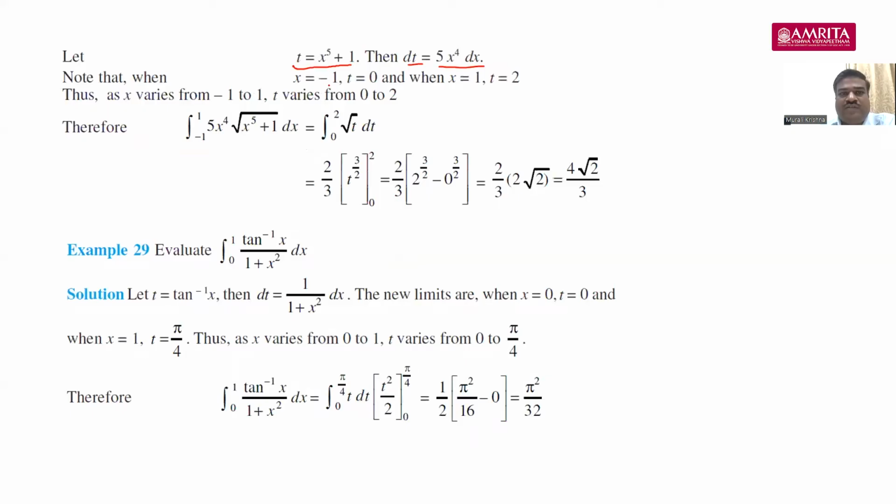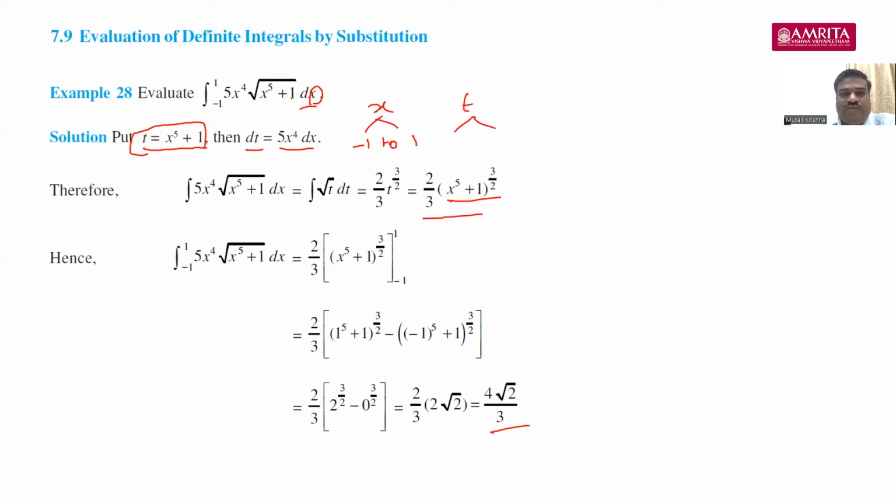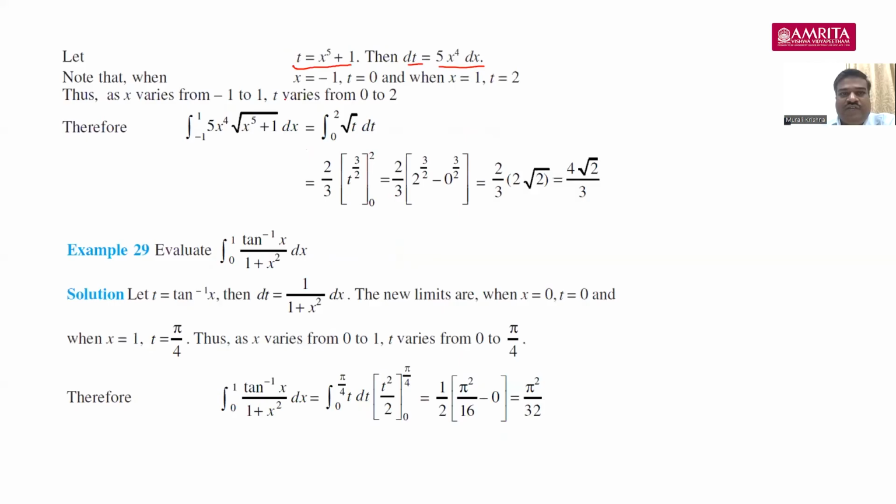Please notice here, when x equals minus 1, t is 0. How is this coming? Minus 1 whole power 5 is minus 1, plus 1, answer is 0. So t is 0. And when x is plus 1, 1 power 5 plus 1 is 1 plus 1, which is 2. So our problem is converted to integral from 0 to 2 of root t dt.